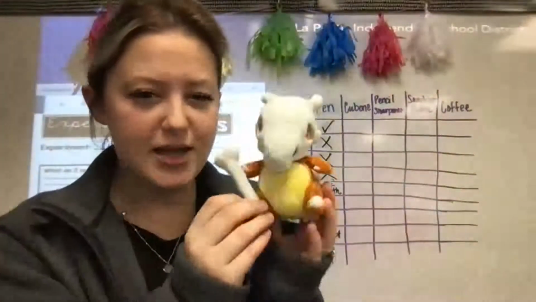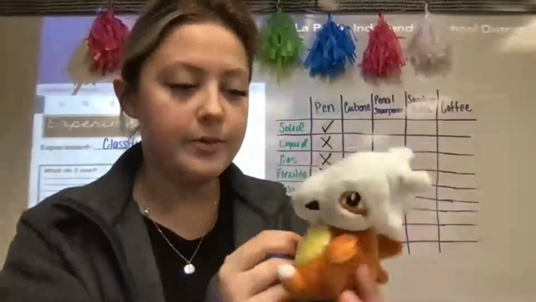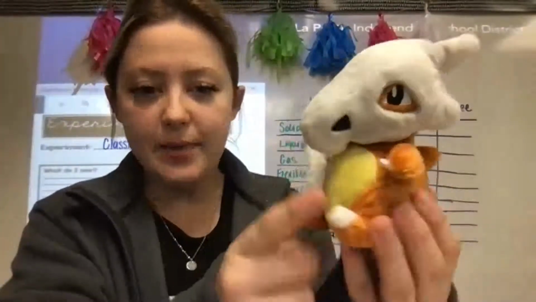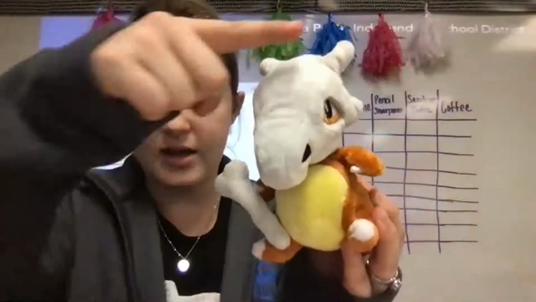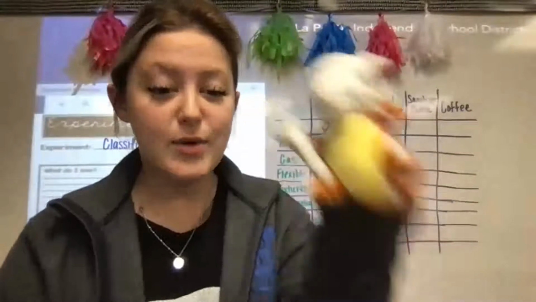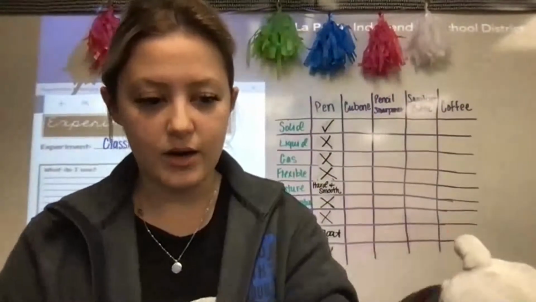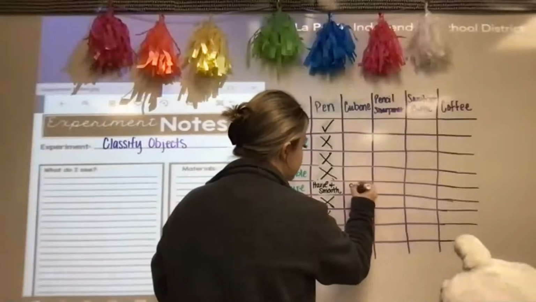He is a plush. He's not one of the cool Funko Pops. I would totally love a cool Funko Pop of Cubone. But he is a plush, so you can see that he is soft. He's very soft. He doesn't have any hard features to him. So for his texture, he's mostly going to be soft. I'm going to set him right here while I do this.